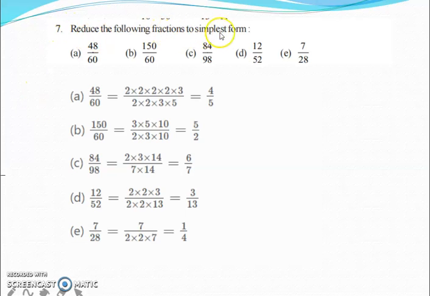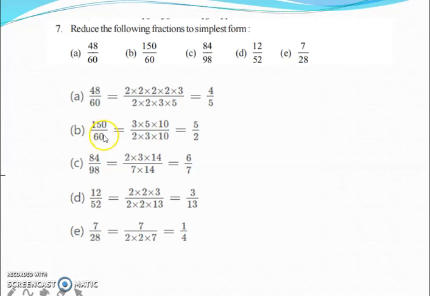Reduce the following fractions to simplest form. So simplest form means 48 upon 60. Write all the prime factors, or you write the factors of 48. Here write all the factors of 60. So we can cancel this 2. Here also 2 we can cancel. So what next? 3 we can cancel. What is remaining? 2 multiplied by 2 is 4. Here 5 is remaining. So 4 upon 5. So in this format you have to solve these questions.